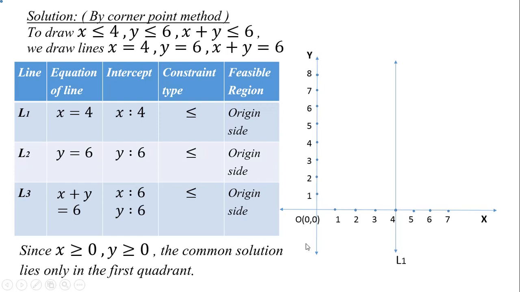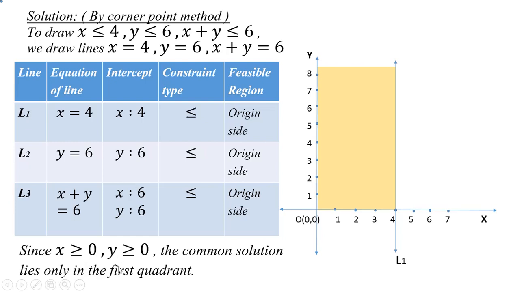This line is L1. Now second line, y equal to 6. Y equal to 6 is a line which is parallel to x-axis. So it is passing here, y-intercept is 6. So this line which is parallel to x-axis passing through this point. Okay, so we draw this point. Before that, we show the solution set of this inequation. X is less than or equal to 4. Now here origin side half plane is the solution set of this inequation. X is less than or equal to 4, and we have considered these two non-negativity restrictions.